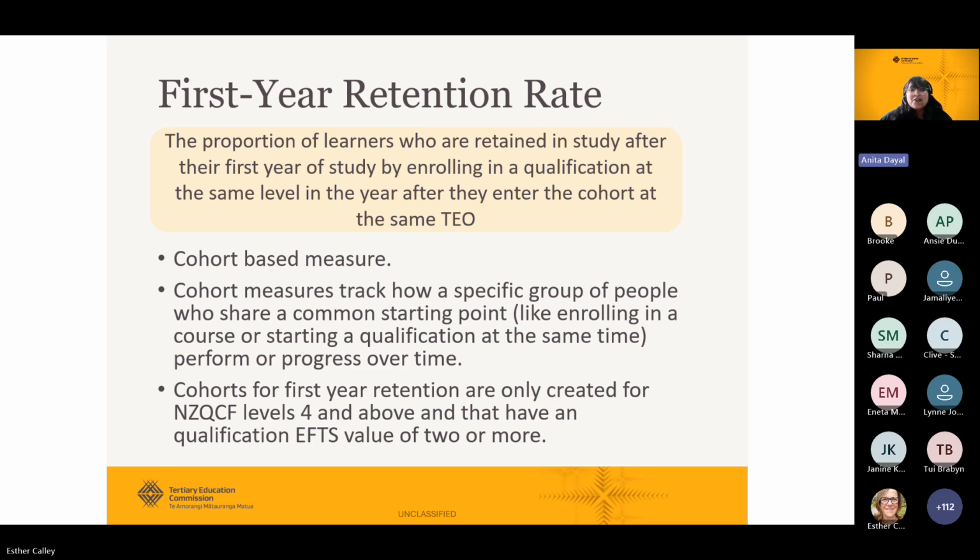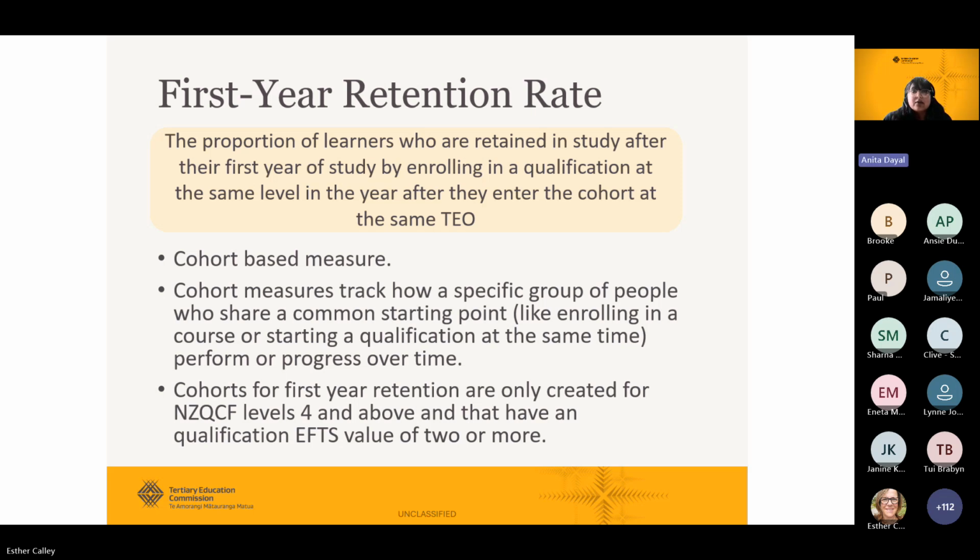So the first year retention rate is the proportion of learners in a cohort who enroll in a qualification at the same level in the year after they enter the cohort. Strong first year retention rates show that learners that are retained in their second year of study are more likely to go on to complete a qualification. First year retention rates are one of 2 cohort-based EPIs.